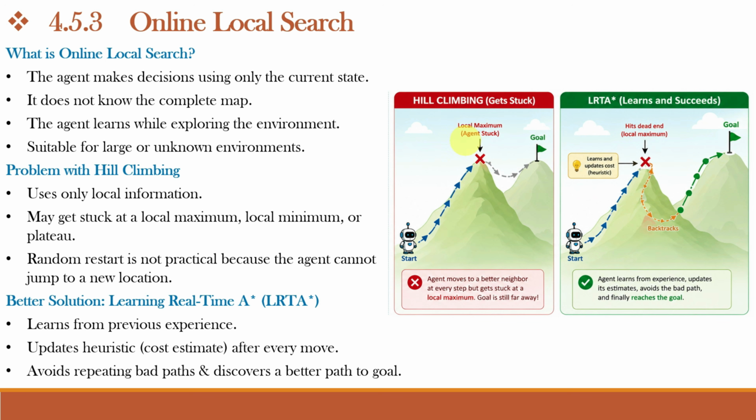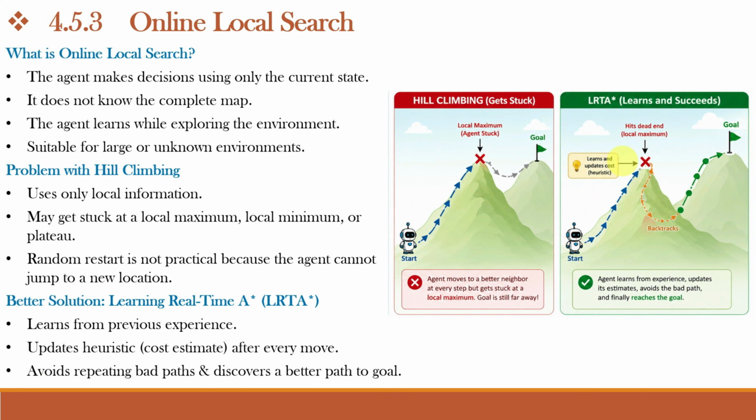So in offline hill climbing, we can use random restart, but in online search, that is not possible. The robot cannot suddenly jump to another place. It must physically move. To solve this problem, we use LRTA star, that is learning real-time A-star search. LRTA star learns from experience. Whenever it visits a state, it updates its heuristic or estimated cost, and this updated information helps it avoid the same mistake in future.